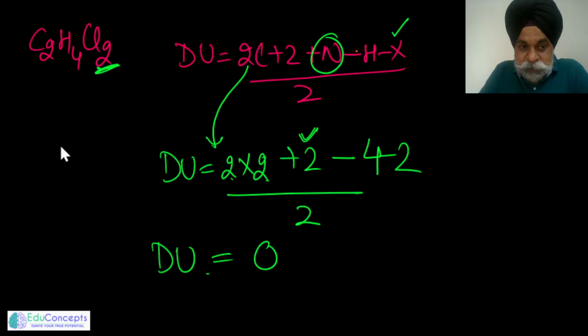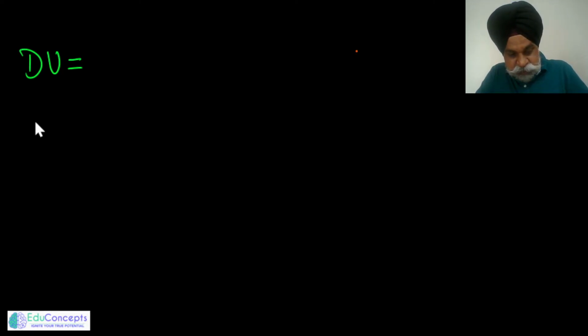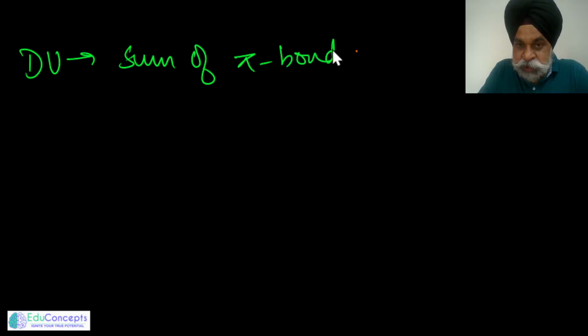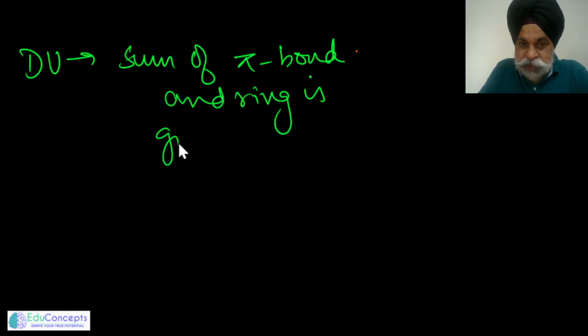Now you would have a strong curiosity: what exactly do we mean by this degree of unsaturation? Degree of unsaturation simply would mean, in one way I can say it like this: it is the sum of pi bonds and rings in a given organic compound.